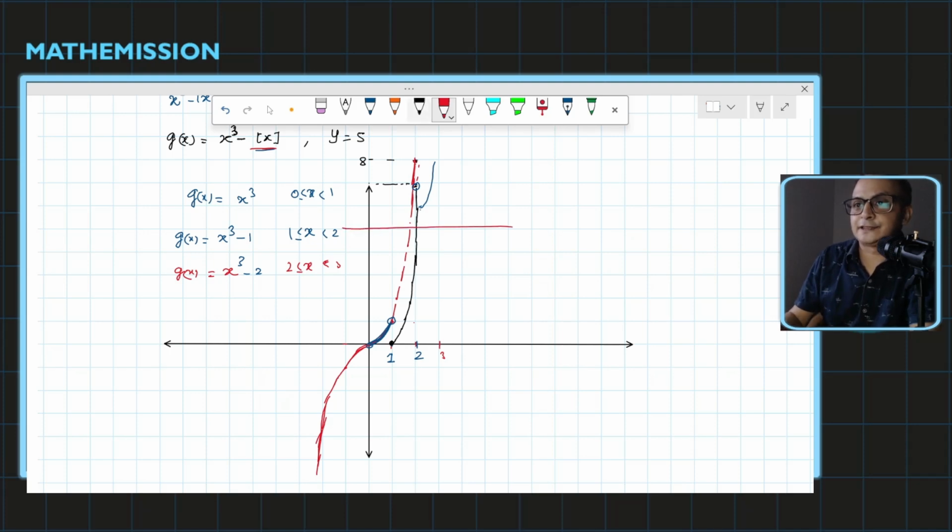It is intersecting only this portion of this graph, the portion which we have drawn between 1 and 2. Therefore, only one solution. After that, this line has no intersection with any branch of this x cube minus any integer, if you draw, because everything we draw after that will always be above the y is equal to 5 line. That's why there's only one solution here.